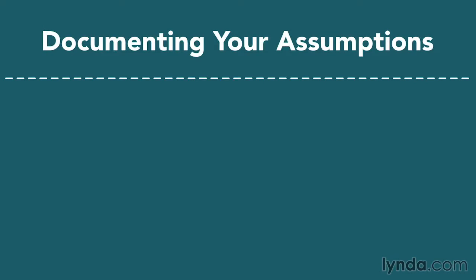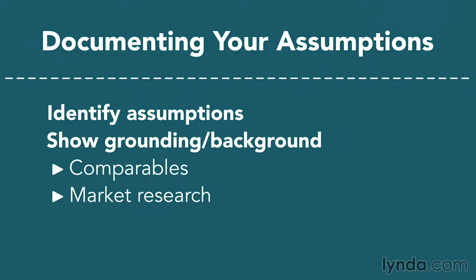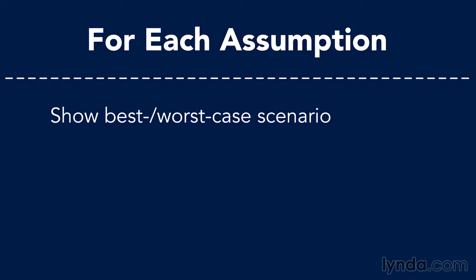A major component of your business plan is your financial plan. And the first step in building that financial plan is documenting your assumptions. What are you going to assume, and what's the grounding for those assumptions? Maybe you look at comparables, market research, or basic estimates to figure out what that ingoing assumption is. You'll also need to lay out what the best case and worst case scenario is for each assumption, because they'll drive different financial performance. Then explain how large of an impact each assumption has on your overall financial performance.